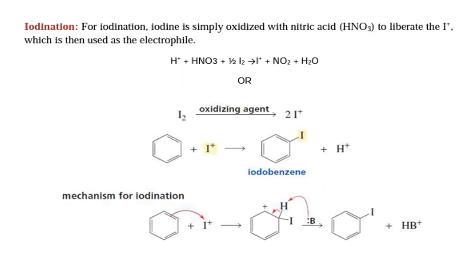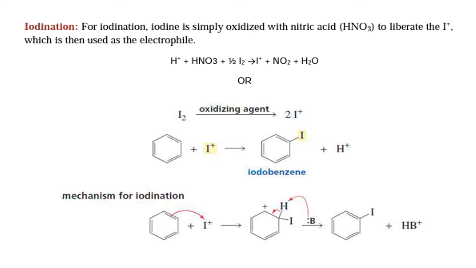Iodination. For iodination, iodine is simply oxidized with nitric acid, that is HNO3, to liberate the iodine cation, which is then used as the electrophile. Iodine requires an oxidizing agent like nitric acid to produce the iodine cation. Then this iodine cation attacks benzene to form iodobenzene.